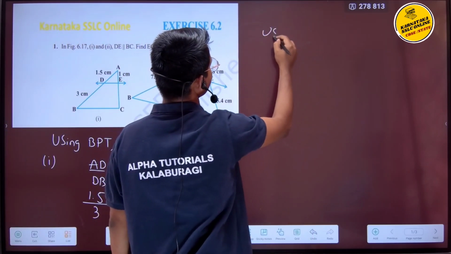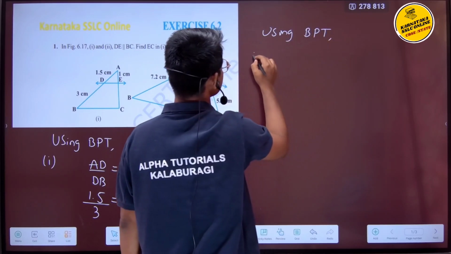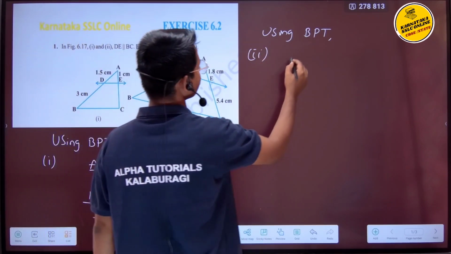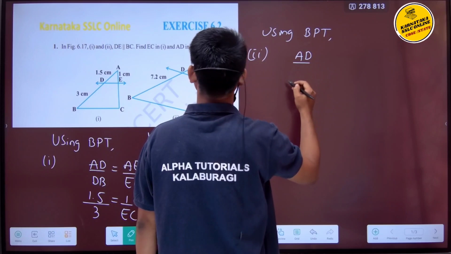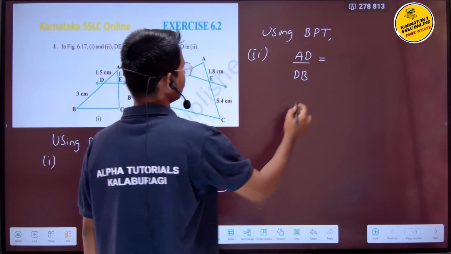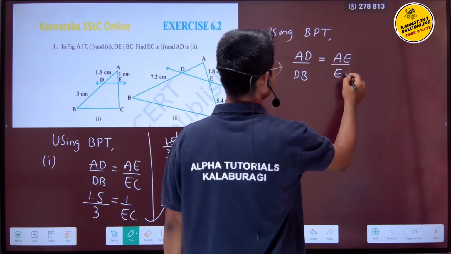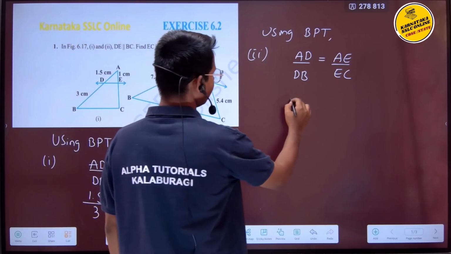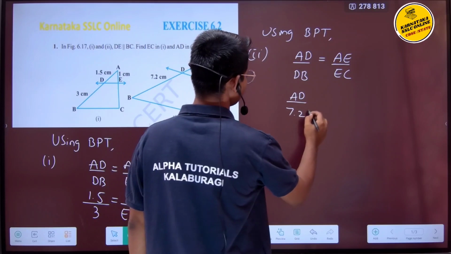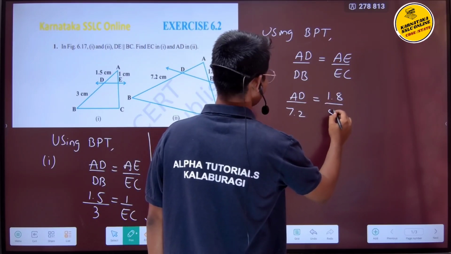Again, using BPT, the second figure. For the second figure, again you write ratio. So don't go with the letters. The letters may be different, but you should understand what BPT is. AE by EC, AD we need to find by DB. It is given 7.2, AE 1.8, EC 5.4.